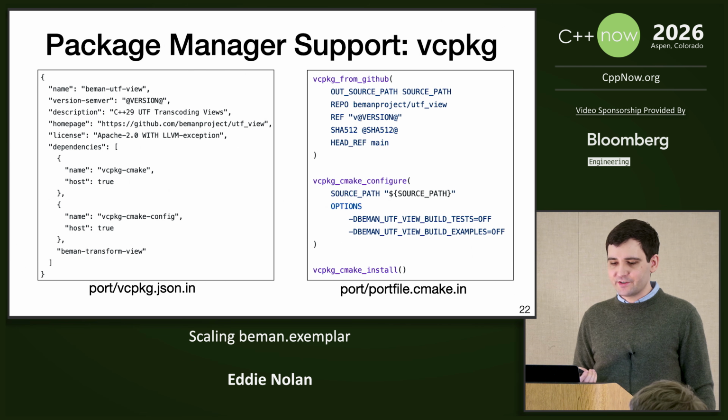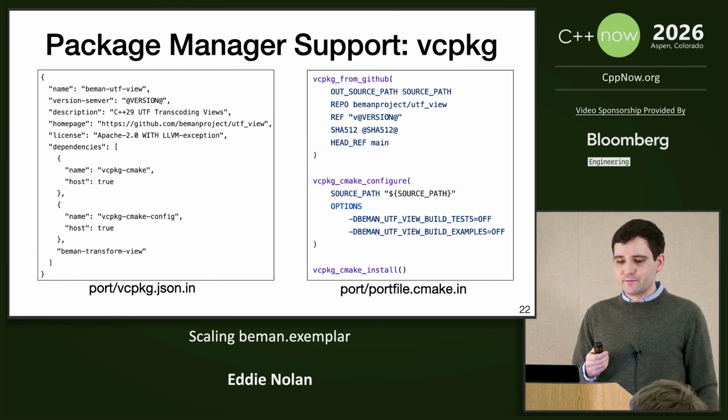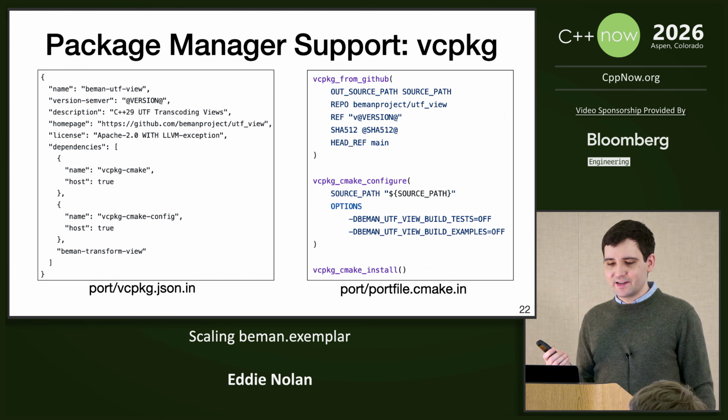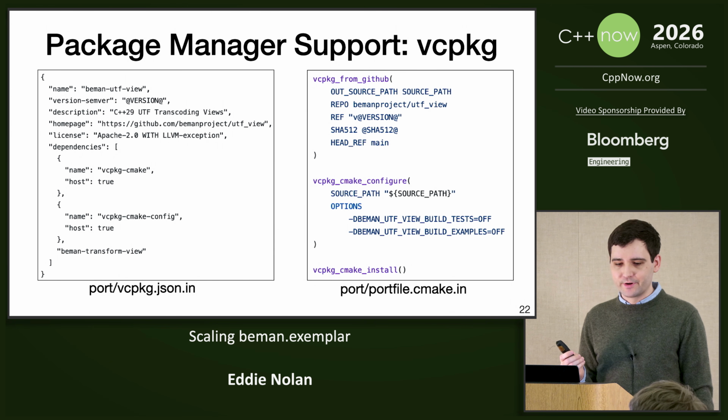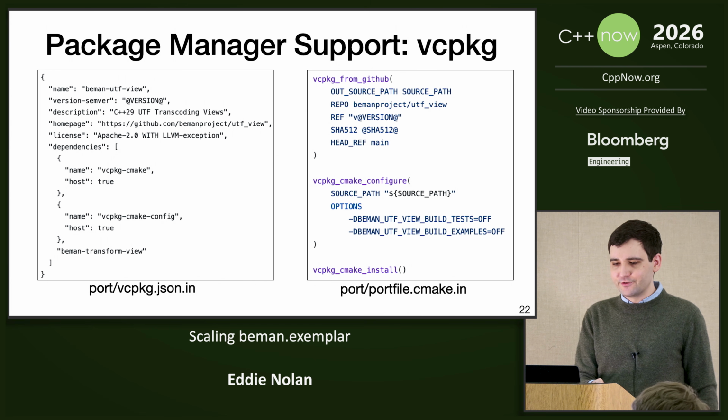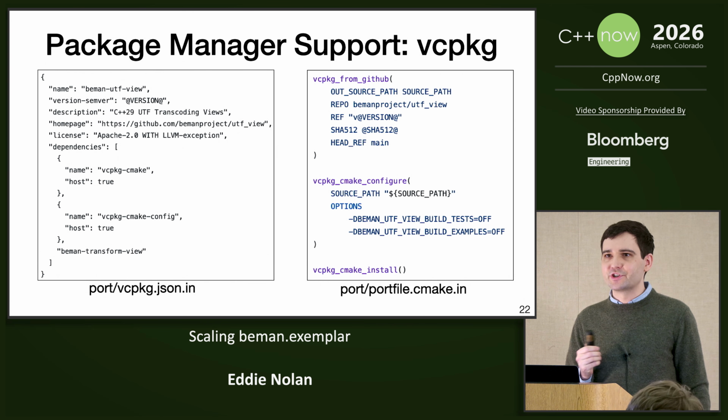And so these configuration files look like this. You can see I'm using UTF-view as an example here, which will come up in a lot of these slides because UTF-view has a dependency on another Beman repository, which is beman transform view. You can see on the left it's depending on beman transform view, but it's also depending on these vcpkg packages that are meant to support the CMake file on the right, which is essentially, to my understanding, bridging the gap between our CMake installation and the CMake logic that vcpkg expects.